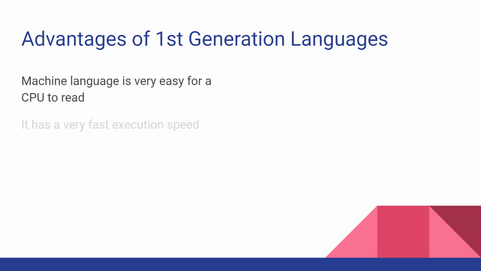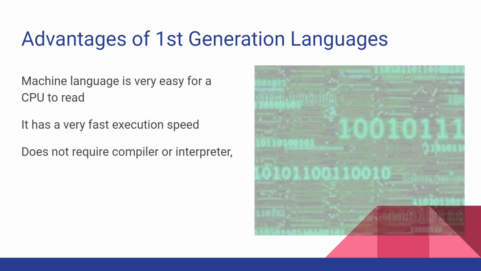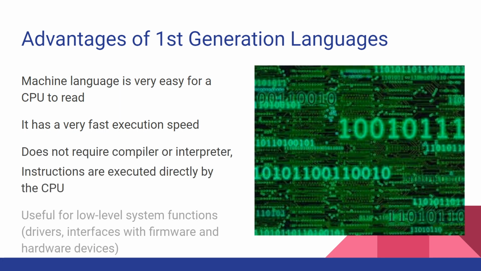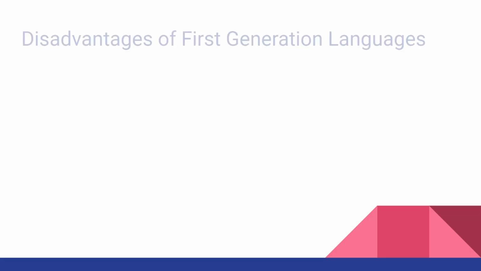Okay, so advantages: machine language is very easy for a CPU. Fast execution does not require compilers or interpreters, and instructions are executed and interpreted directly by the CPU. Useful for, well, not really useful anymore, but for low-level system structures. We don't use them anymore.